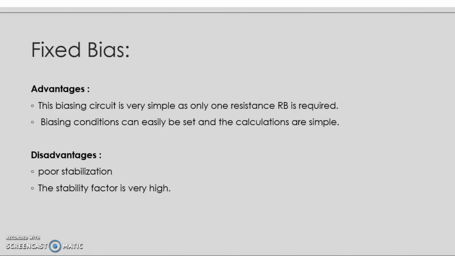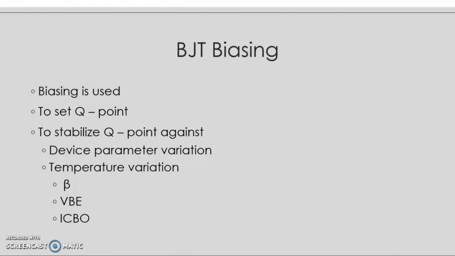Now what is the stability factor? We have seen that the biasing circuit is used to stabilize the Q point. So there should be some parameter which judges how much the Q point is stabilized. That parameter is the stability factor, which indicates whether your biasing circuit is properly stabilizing or not.